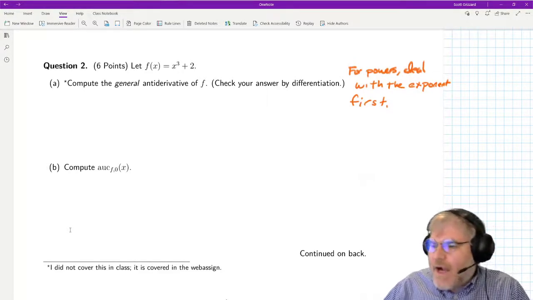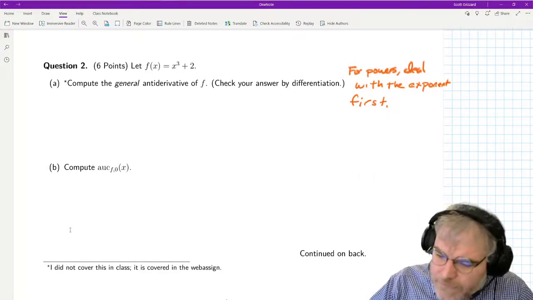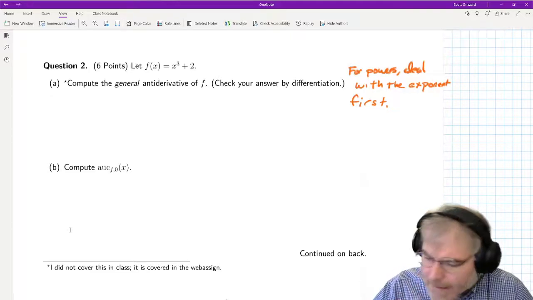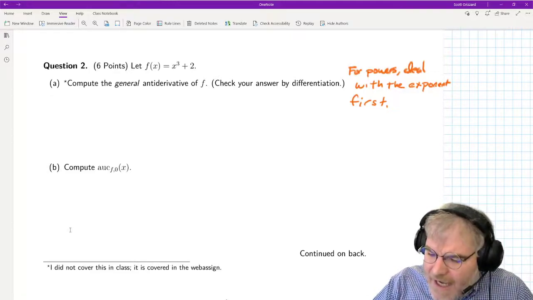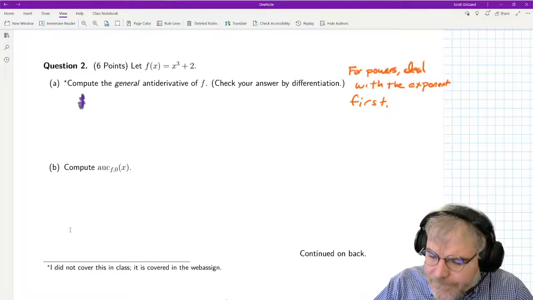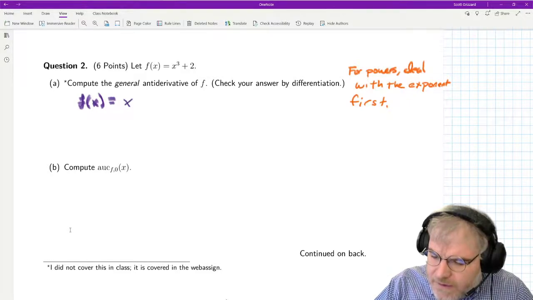So the key to the power rules is to deal with the exponents first. Let me show you what I mean by this. So right now I've got f of x equals x cubed plus 2.